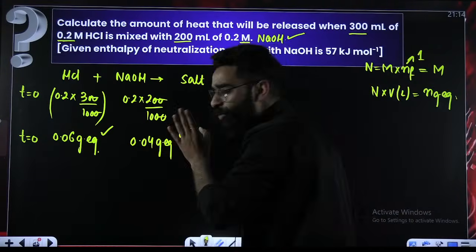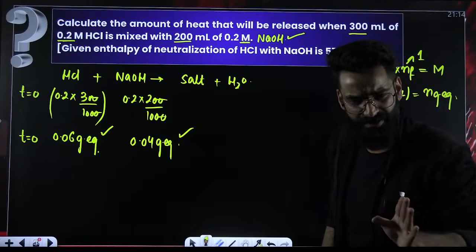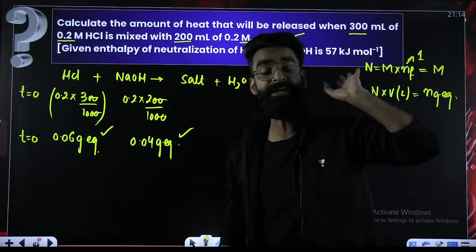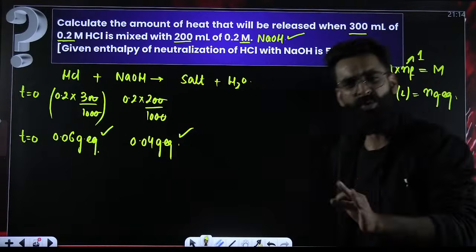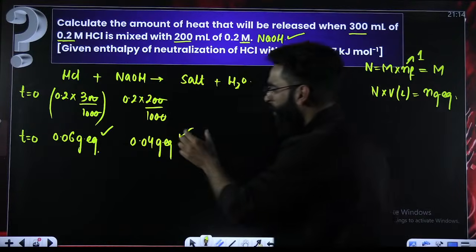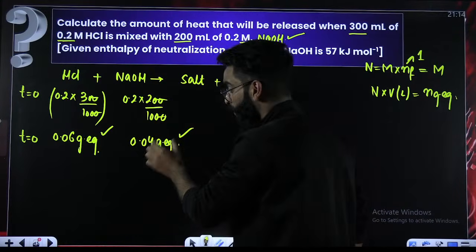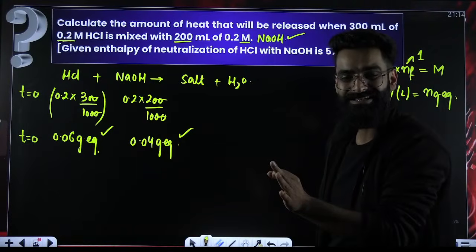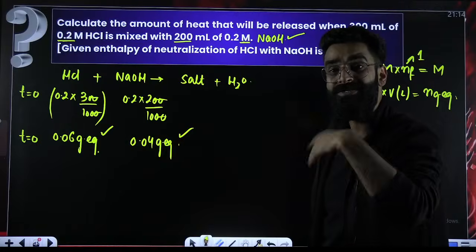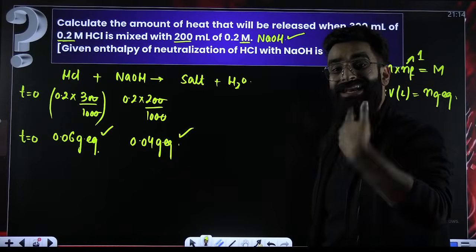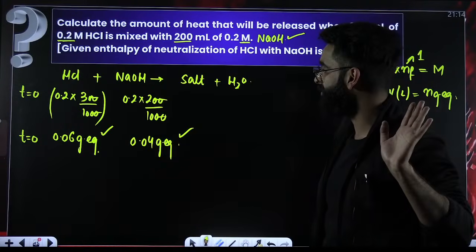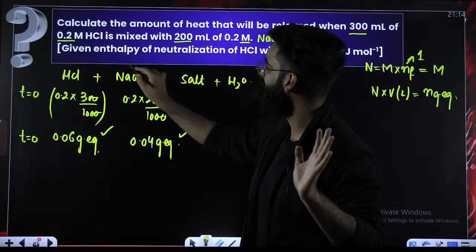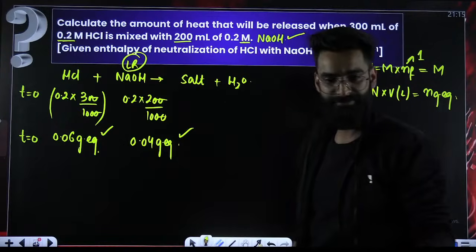Over here, I'm not going to use a mole concept. I'll be using the equivalent concept. And the equivalent concept says that the one whose gram equivalents are less present, that is your limiting reagent. So whose gram equivalents are less? NaOH. NaOH is my limiting reagent.